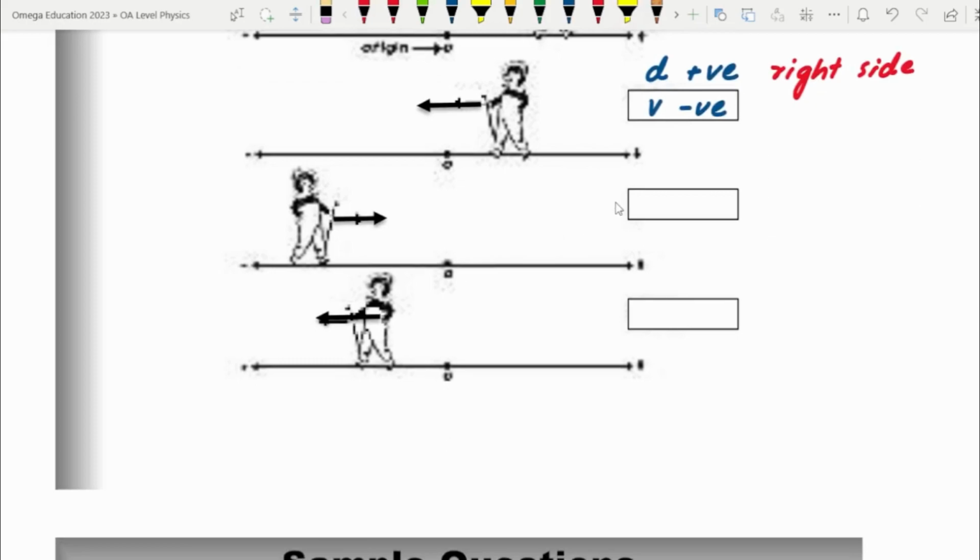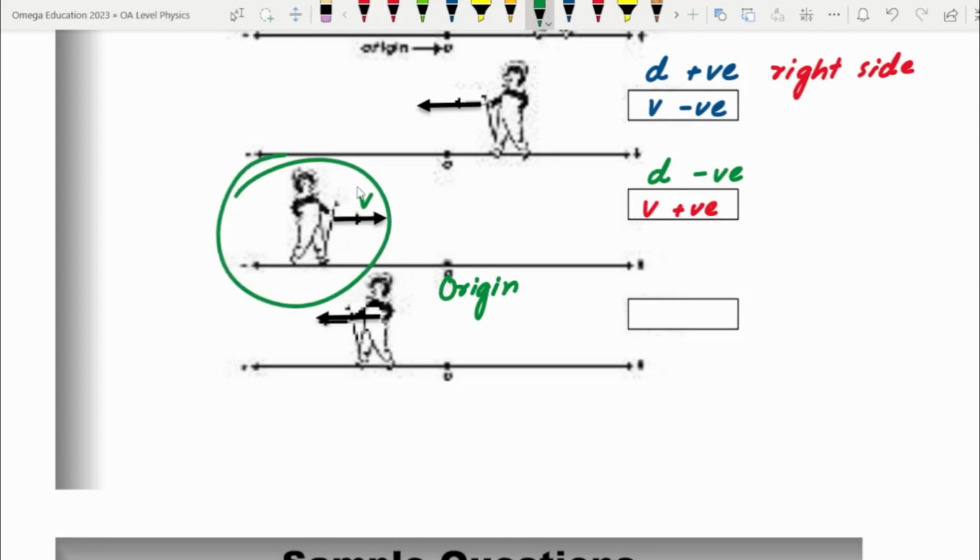Let's talk about the third case. So for the third case, your velocity is first of all positive. How is it positive? Because you're moving on the right side. Your direction of motion is towards the right side no matter where you're standing, but you're facing the right side. You're trying to move on the right side. What about the direction of displacement? Can you guess? Negative. Why? Because this is your origin. The central point is the origin, and you're standing on the left side of this origin. If you're standing on the left side, no matter where you're moving, your displacement would be negative.